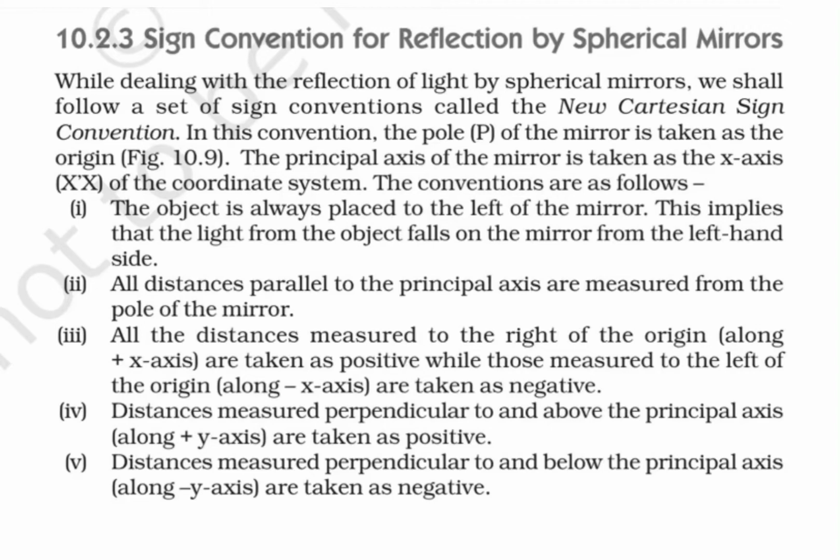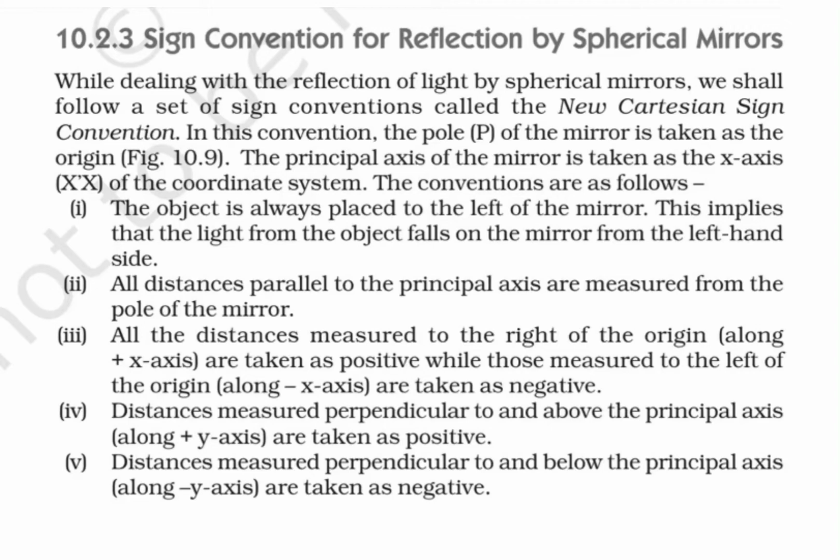Sign conventions for reflection by spherical mirror. While dealing with the reflection of light by spherical mirrors, we shall follow a set of sign conventions called New Cartesian sign conventions. In these conventions, pole of the mirror is taken as the origin, principal axis of mirror is taken as x-axis. This you already know, we have seen in the last slides. Now the sign conventions. First, object is always placed on the left hand side of the mirror. This implies that the light from the object falls on the mirror from the left hand side.